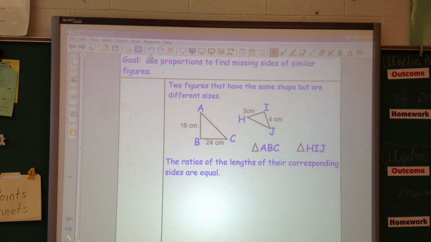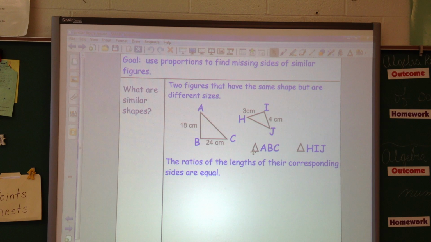Today we will be using proportions to find missing sides of similar figures. So what are similar figures? They are two figures that have the same shape but are different sizes. So please write that question to the left of the statement.